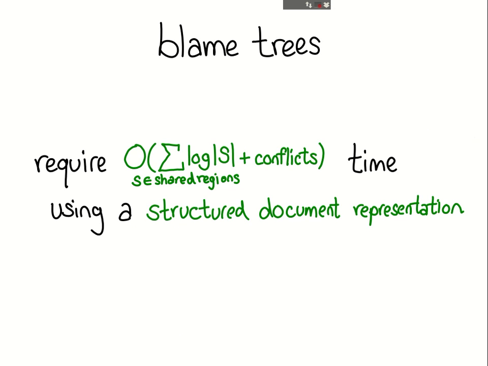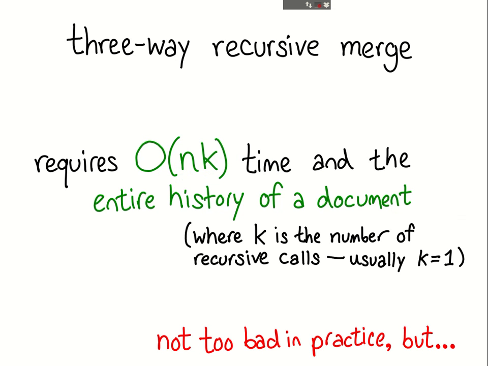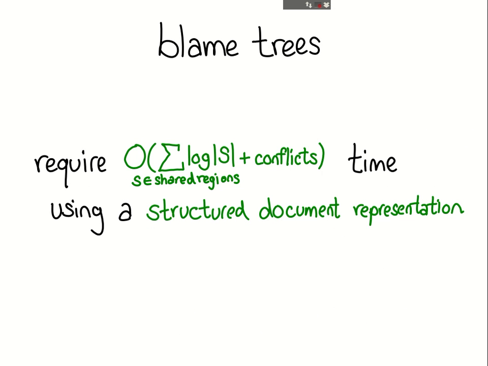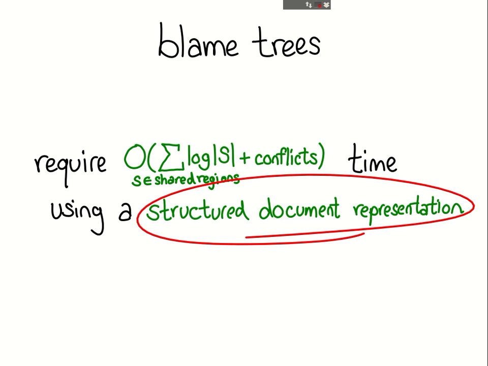So, what are we trying to do here? Well, with blame trees, what we would like to do is make the time better. In a three-way recursive merge, it takes linear time in the document. We'd like to only spend time on the conflicting regions of the document. For the shared regions, we'd only like to spend time logarithmic in the size of each shared region. We'll achieve this using a structured document representation, rather than the flat text model that Git's merge algorithm assumes. So let's talk about how we have to change our document representation to support blame trees.